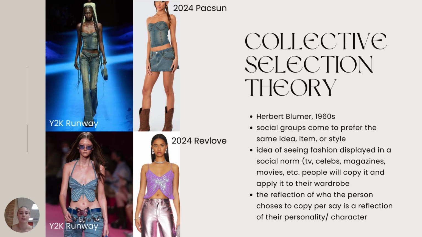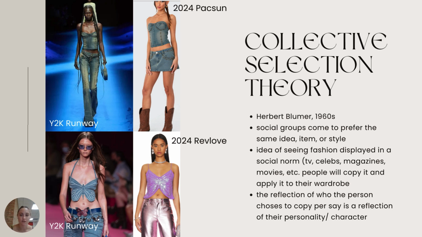Right here I have a picture of the Y2K runway, and note that with Y2K fashion, yes, the low-rise jeans are coming back, the denim on denim is coming back, but in this picture specifically, you can see the rhinestoned or studded jeans and top are literally the same as the 2024 Paxson skirt and top that is advertised here. They're almost the exact same outfit, but in two different eras, you could say. Same with the Y2K runway butterfly top.